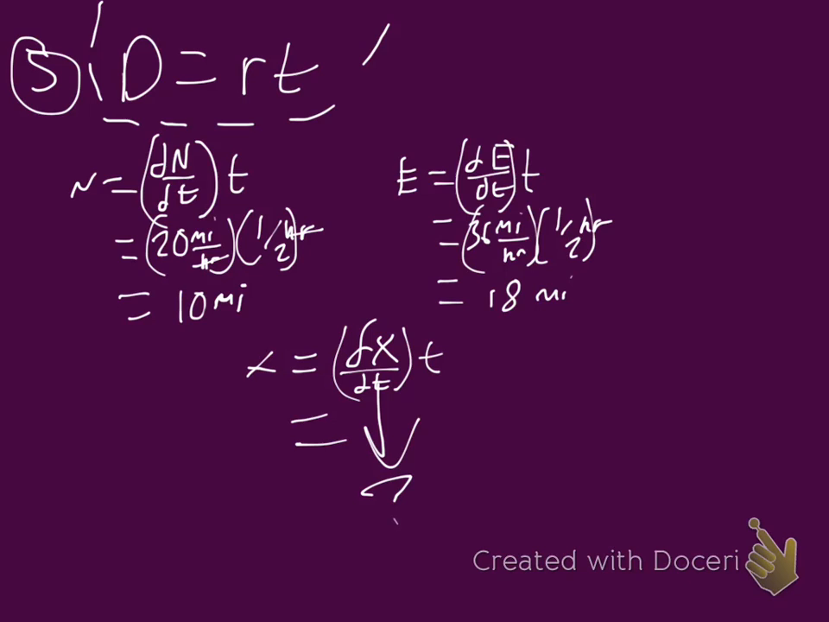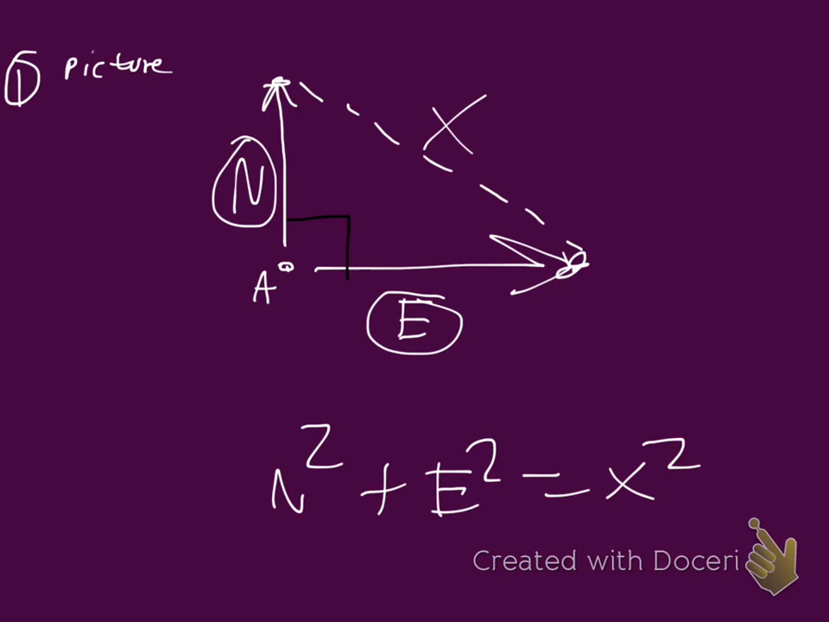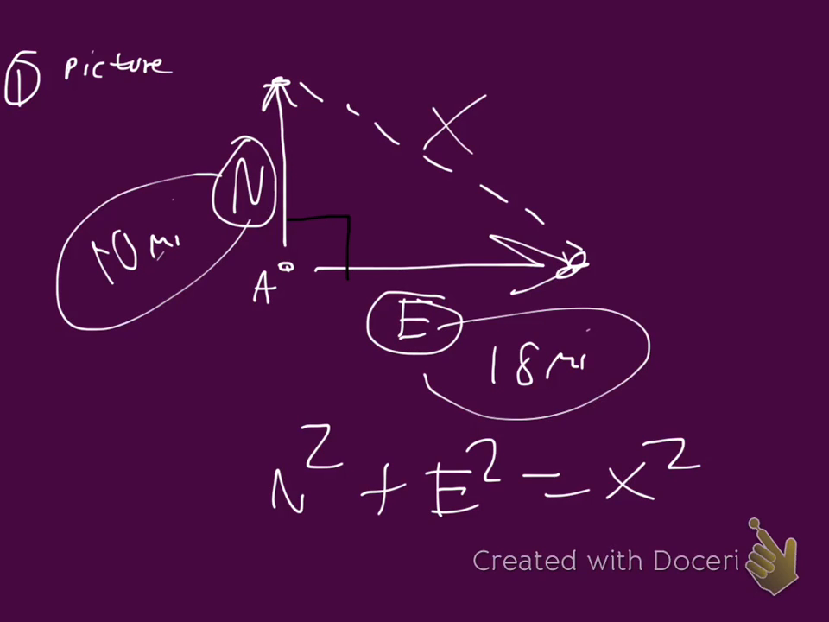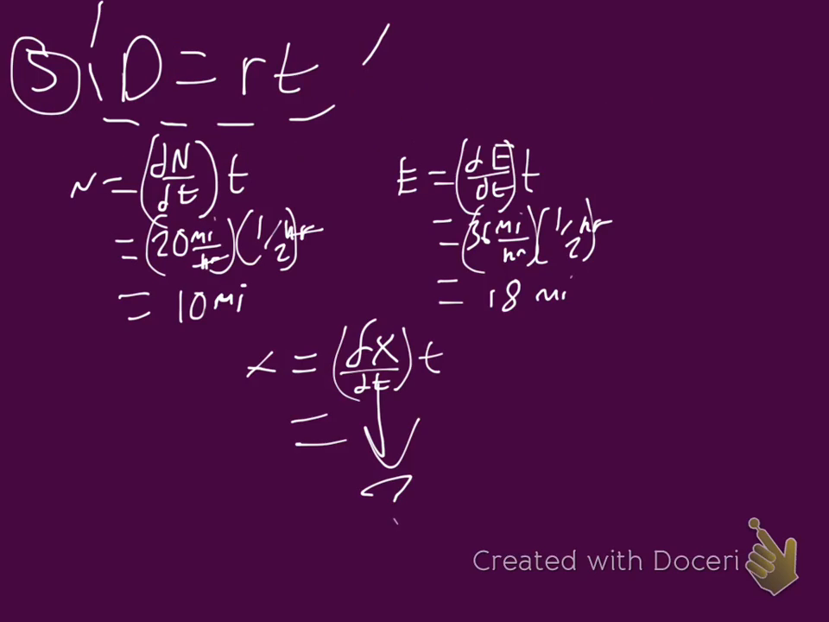Hopefully, if you're smart, you think, oh yeah, the relationship here, the picture showed us this was a triangle. Now we finally have n was 10 miles, and we finally have e was 18 miles. So now we can find out what x is by using the Pythagorean theorem, because this is a right triangle and everything. So everything kind of works out in the end, right? So instead of doing distance equals rate times time, let's instead do the Pythagorean theorem.